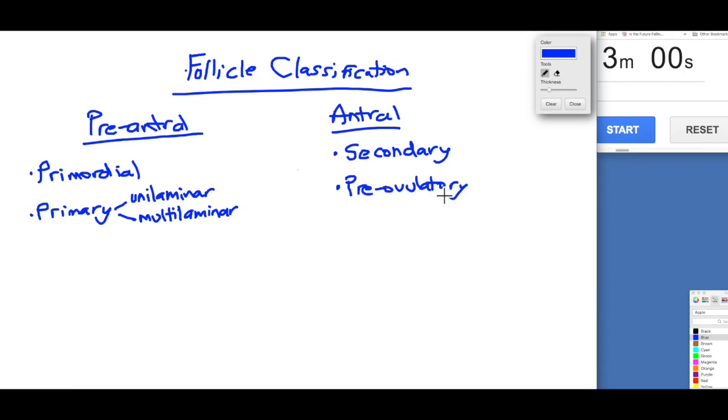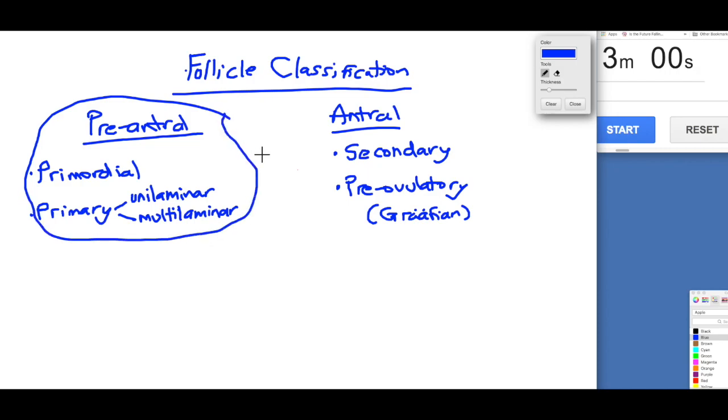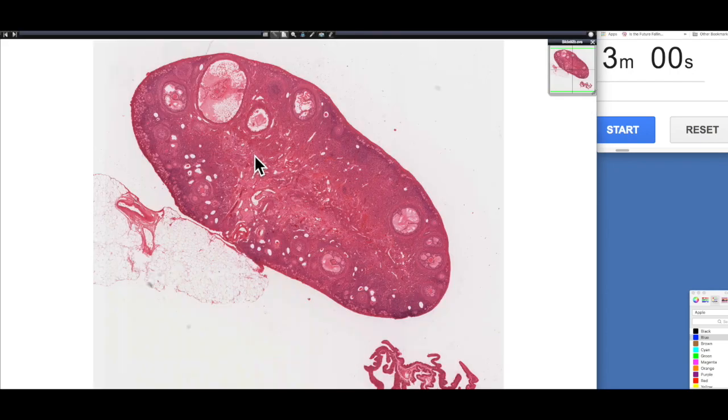Now, pre-ovulatory follicles are often referred to as Graafian follicles as well. So, I'm not sure exactly where the umlauts go over Graafian, named after Van der Graaf. So, today we're going to be looking at this part of our classification. We're going to be looking at the pre-antral follicular development. So here's our histological section of our ovary. So let's start the official 3 minutes then.